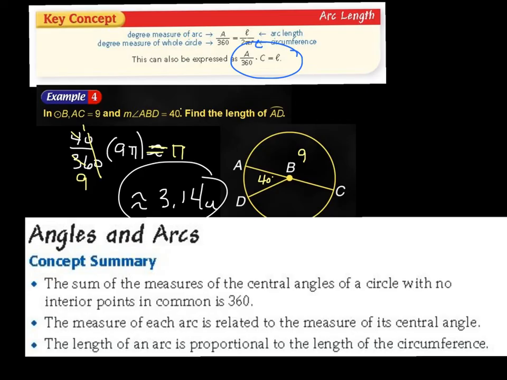What you need to know: the sum of the measures of the central angles of a circle with no interior points in common is 360 degrees. And the measure of each arc is related to the measure of its central angle. The length of an arc is proportional to the length of the circumference.